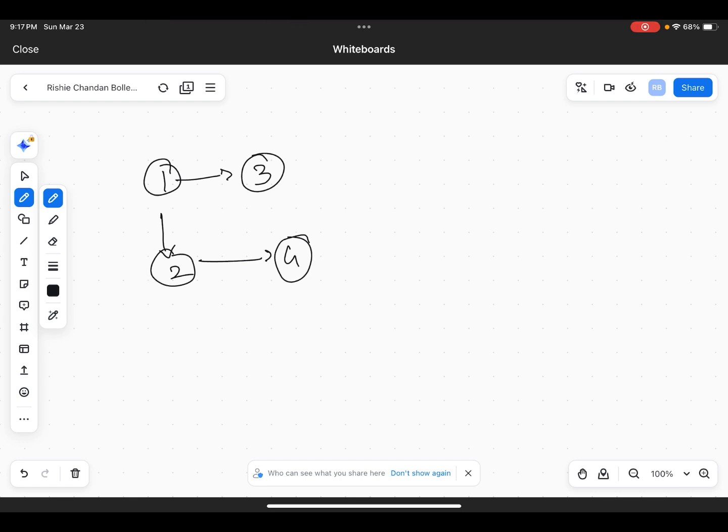for example, if you have a simple graph like this, we can say that vertex 3 and vertex 1 have a direct edge between them, vertex 1 and vertex 2 have a direct edge between them, and vertex 2 and vertex 4 have a direct edge between them. So we can denote how these vertices are connected to each other with the help of an adjacency matrix.